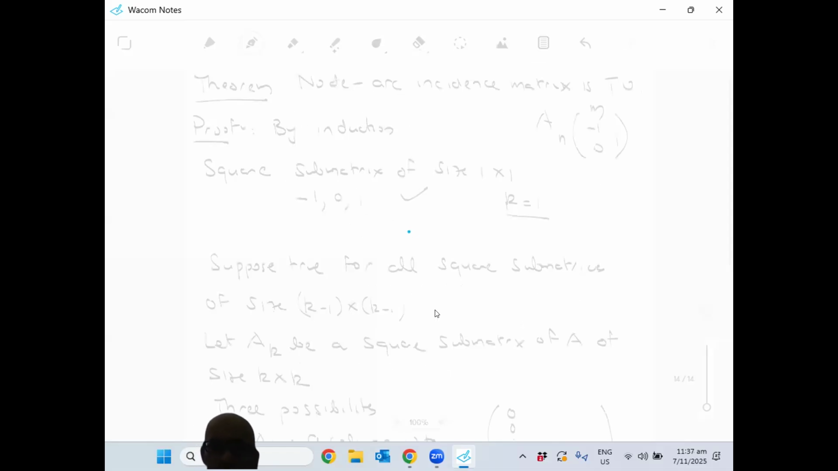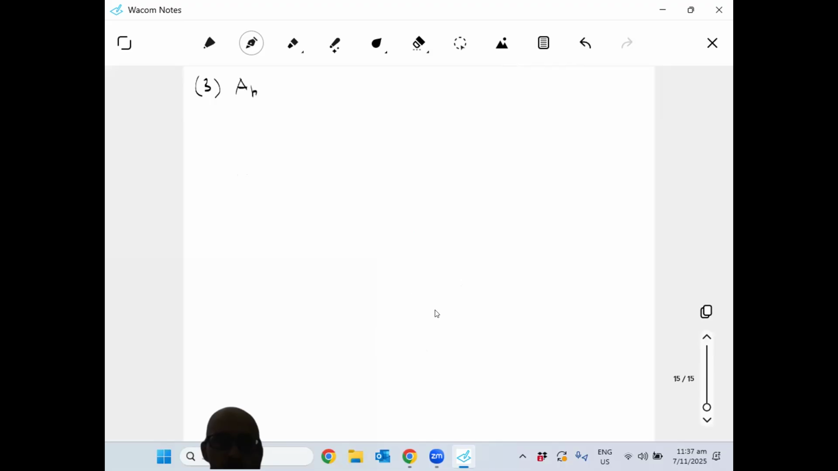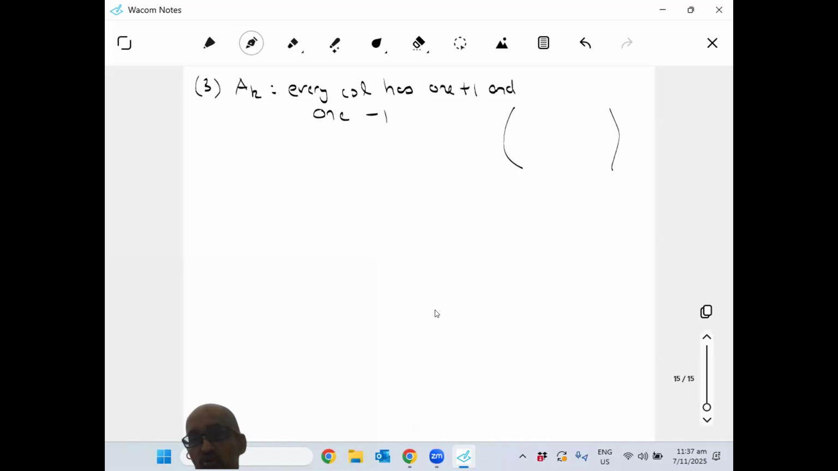Last possibility: every column has a plus 1 and a minus 1. This is the last possibility in the matrix. It should be square, right? It's a square submatrix. If every column has one plus 1 and one minus 1, the columns are linearly dependent, so the determinant of AK has to be 0.